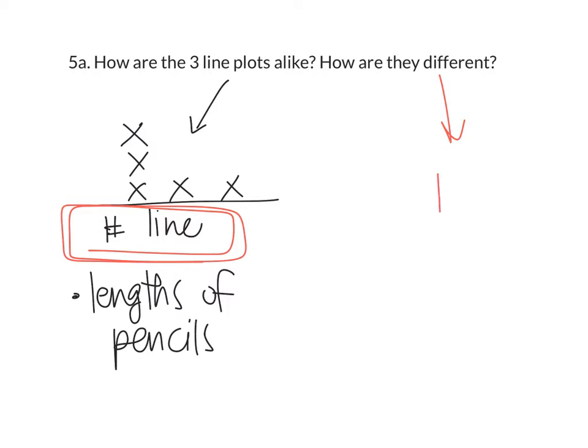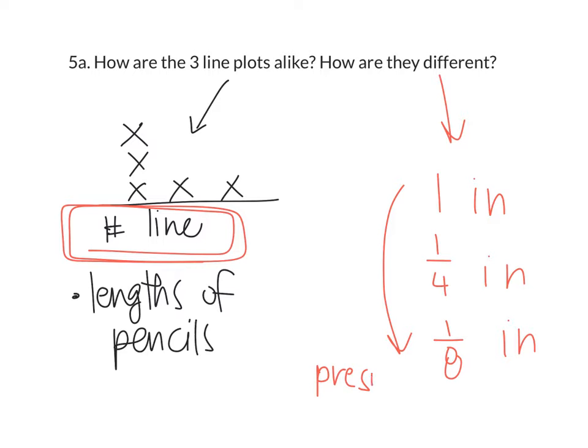Now, how are they different? Well, at first we were measuring 1 inch, and then 1/4 inch, and then 1/8 inch. As we were moving down, was it getting more or less precise? More. Good, it was getting more precise. And as it got more precise, was there more or less duplicates? Less. Very good. So let's write that down. Less duplicates.